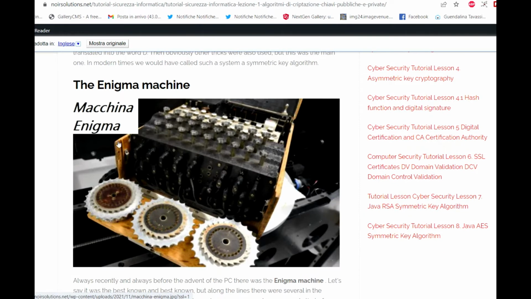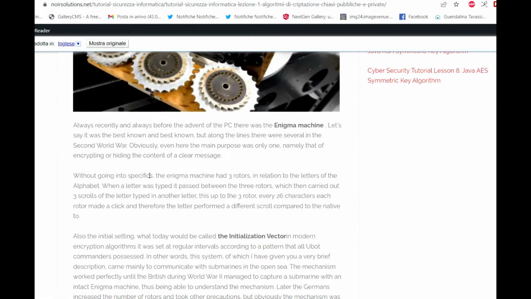This is an example of an Enigma machine. Before the advent of the PC, there was the Enigma machine. Let's say it was the best known, but along the line there were several in the Second World War.